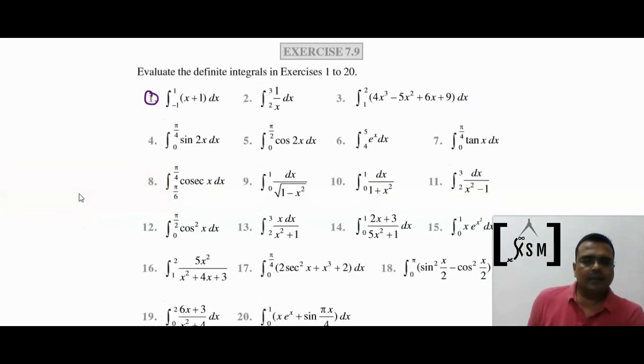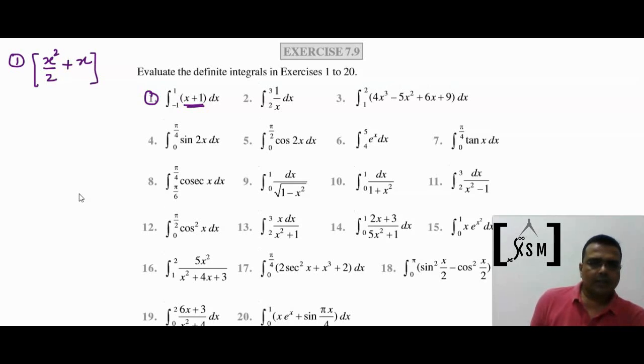Before we start the definite integration, my first step is to integrate this function, right? The way we used to do before. So x plus 1 integration would be x square over 2 plus x, and after we have integrated, we will write the limits from minus 1 to 1. Okay, and then what do we do?